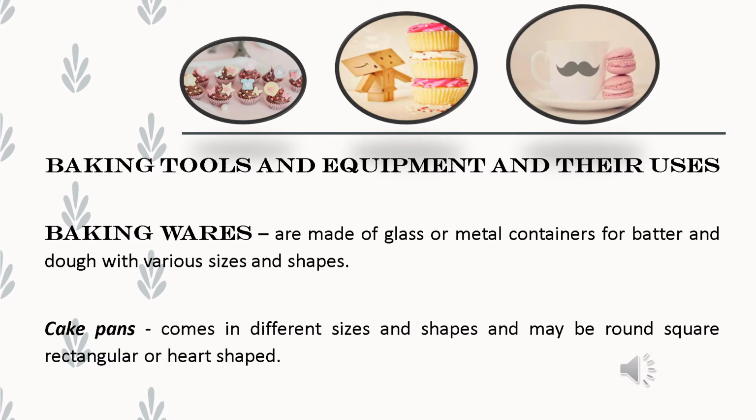First, baking wares. These are glass or metal containers for batter and dough with various sizes and shapes. This is the reason why our cakes have different sizes and shapes. First example are cake pans. They come in different sizes and shapes and may be round, square, rectangular, or heart shape.